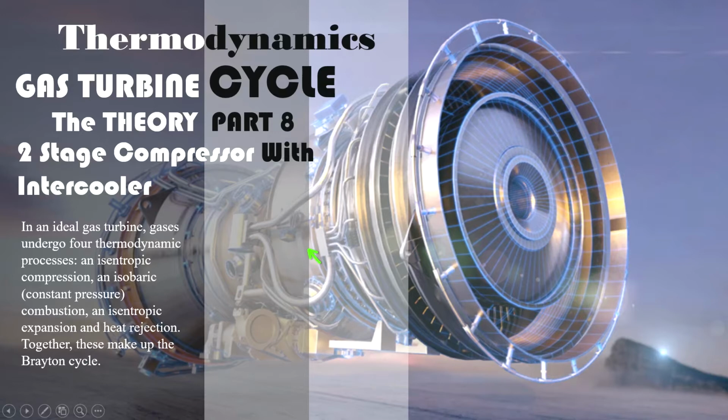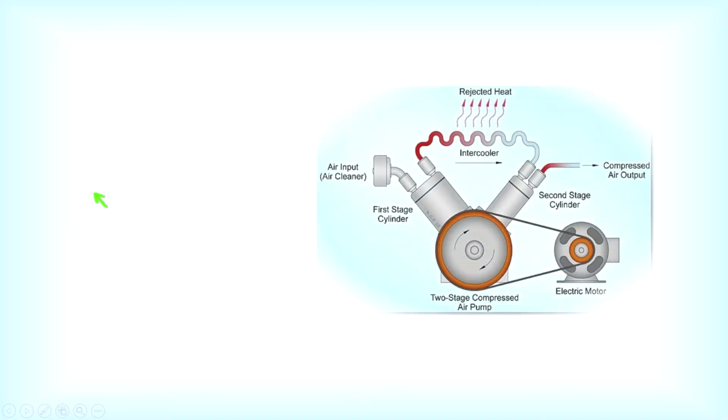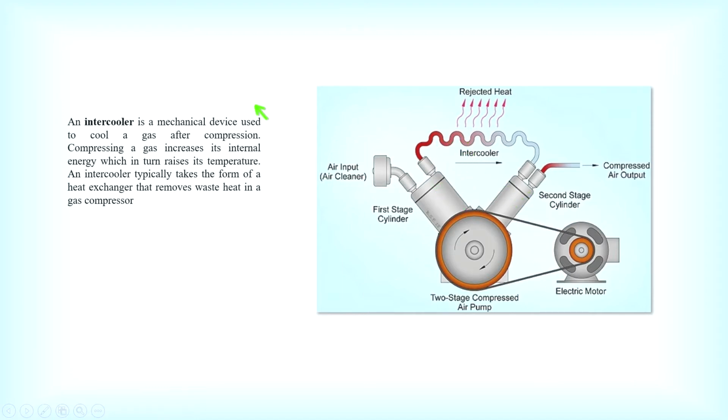Hello everyone. Now this will be a two-stage compressor with intercooler. Two-stage compressor with intercooler. So this is the diagram that I have got here. It shows you how the intercooler works between two compressor stages. So an intercooler is a mechanical device used to cool a gas after compression.